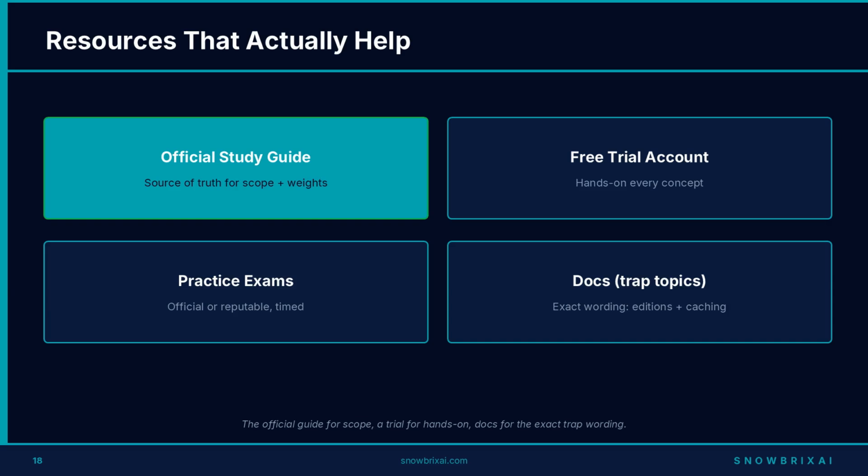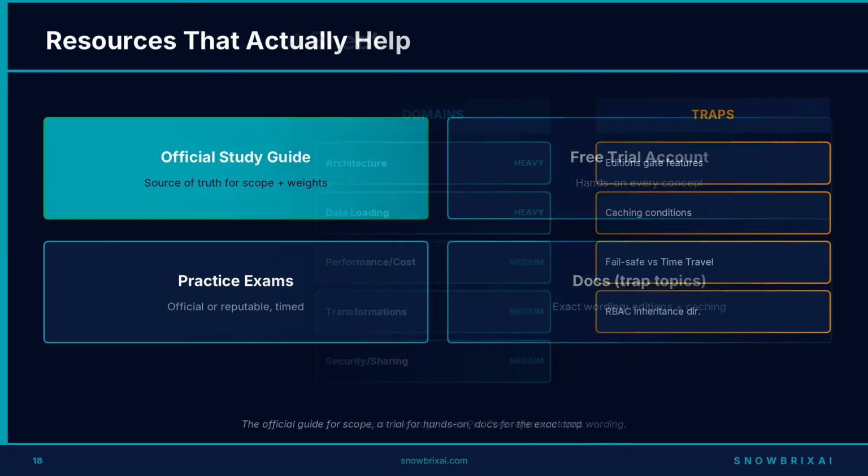So, where should you actually spend your study energy? Here are the resources that genuinely help. Number 1, the official SnowPro Core study guide. That is your source of truth for scope and for the domain weights. Number 2, a free trial account for hands-on practice plus official or reputable practice exams. Number 3, the Snowflake docs for the trap topics. Read the exact wording on editions and on caching. The precise language is where the points hide. Skip the random courses. These three sources are all you really need.